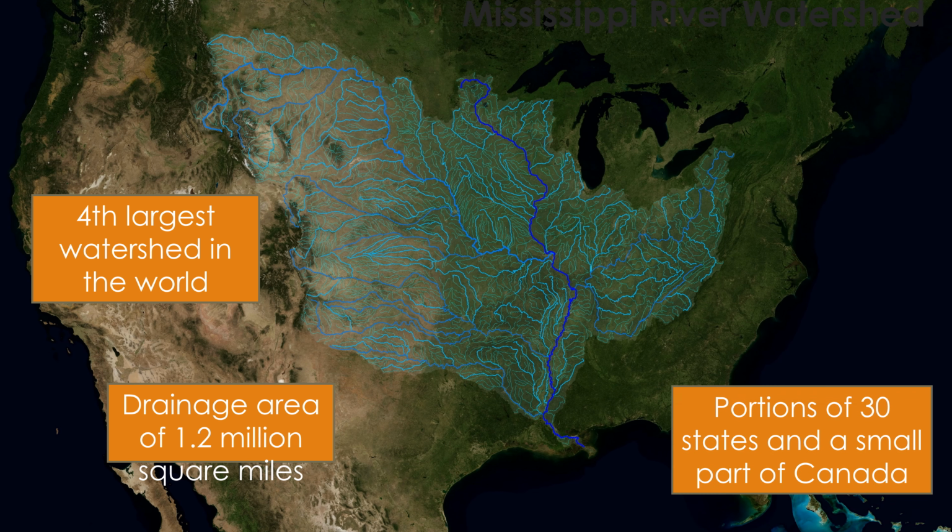Watersheds are independent of political boundaries. The Mississippi River watershed includes portions of 30 states and a small part of Canada.